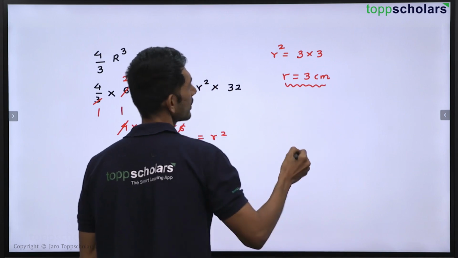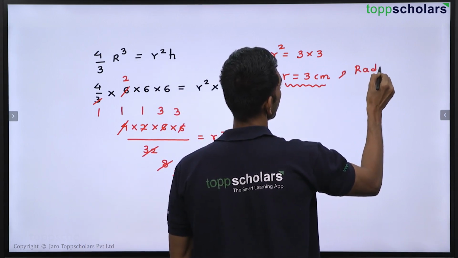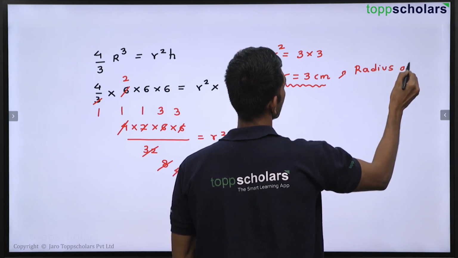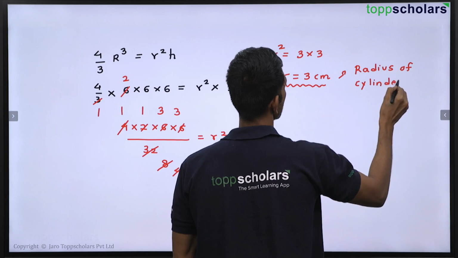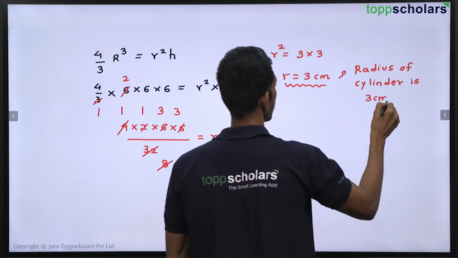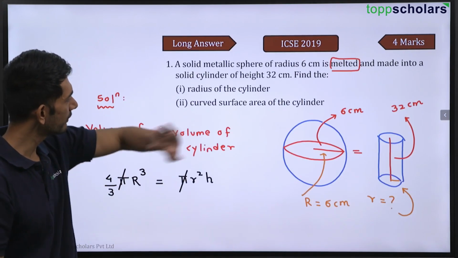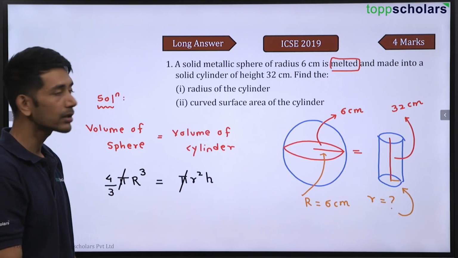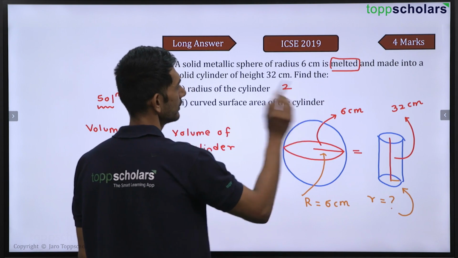So this r is the radius of cylinder, right? So the radius of cylinder is 3 centimeter. So we got the radius of cylinder, that is 3 centimeter. Perfect. Then we are supposed to find out the curved surface area of cylinder. This is for 2 marks.